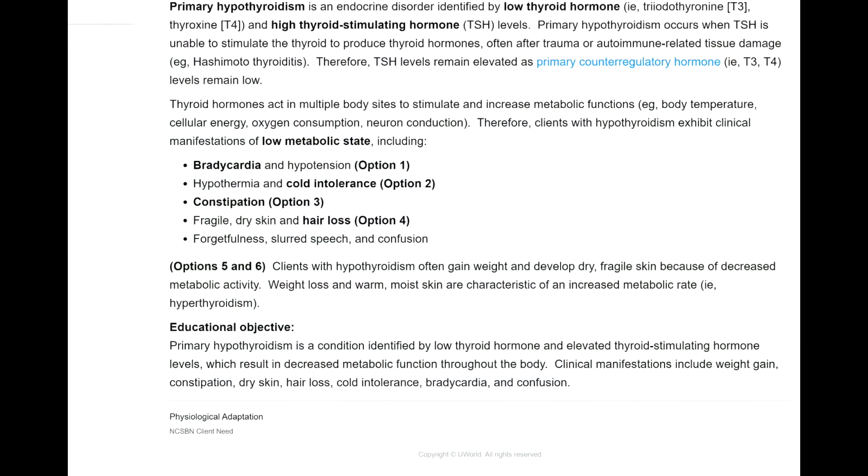Instead, with these clients, we would expect to see weight gain as well as the dry, fragile skin that was mentioned up in that chart. So looking at our educational objective on this last question here, we know that primary hypothyroidism is marked by a high TSH and low T3 and T4. It ends up manifesting as slow and sluggish metabolic processes in the body. And we can tell from that we have physiological adaptation as our client need category.